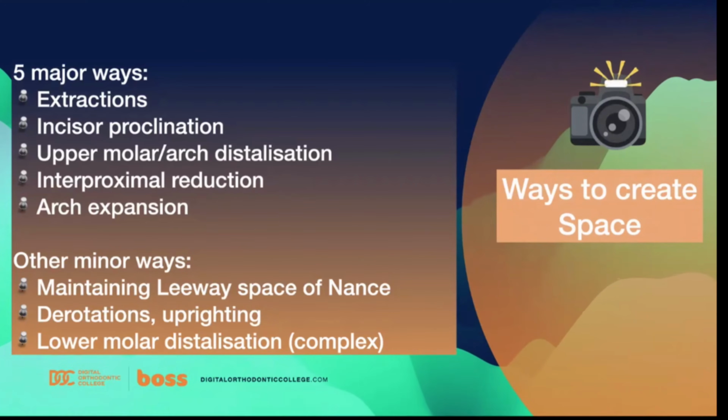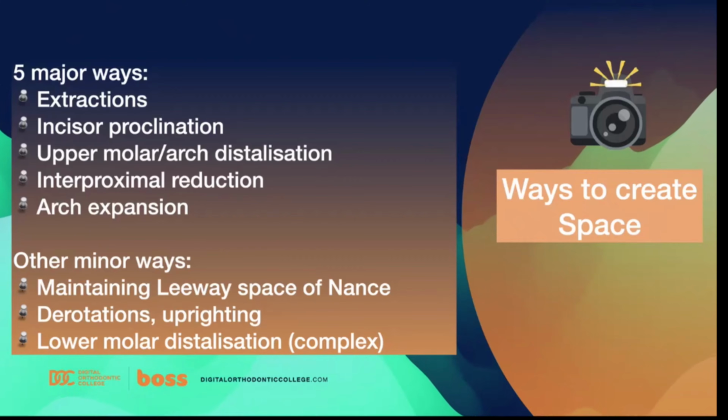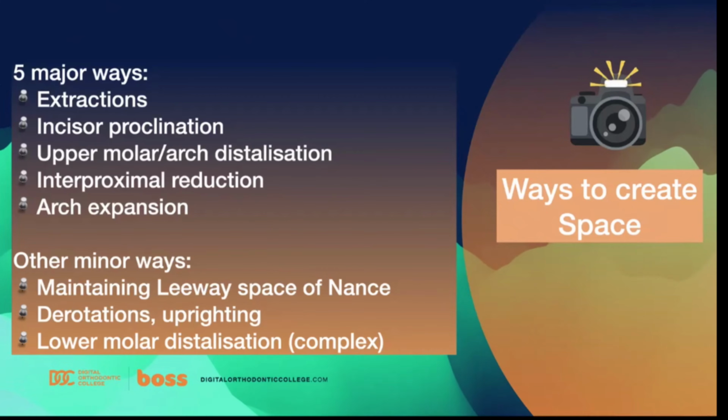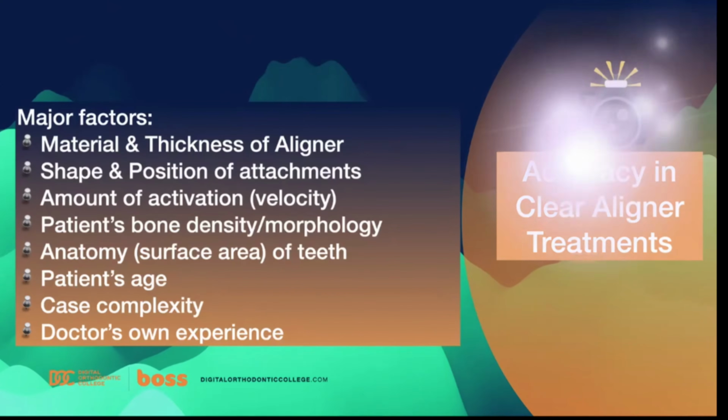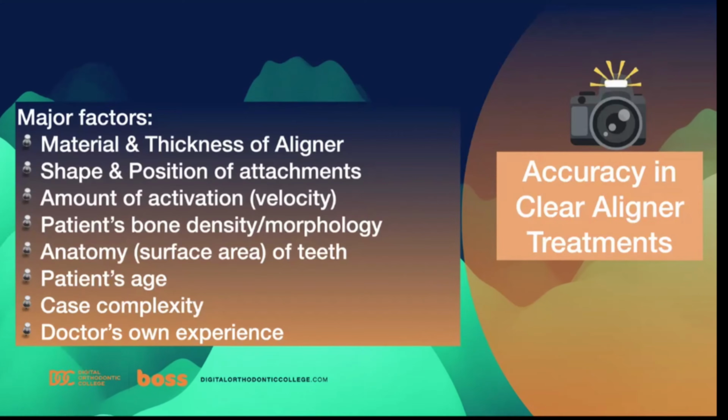We also must understand the basics of creating space in an arch. Often orthodontics is done to resolve crowding. So we have our 5 major ways: extraction, incisor proclination, upper molar distalization, interproximal reduction, arch expansion. But we also have minor ways, like maintaining leeway space, Nance, derotations, uprighting of teeth, and lower molar distalization, which is fairly complex.